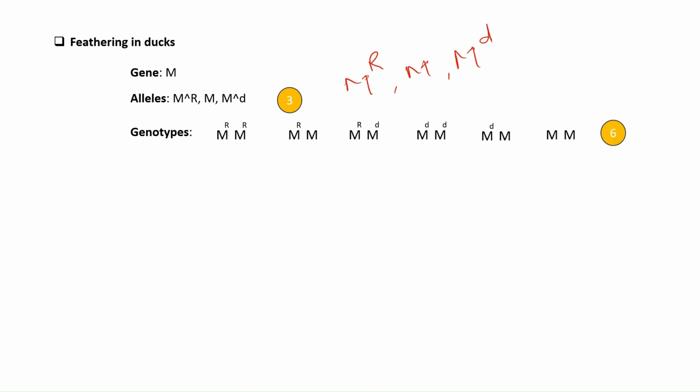Another example is feathering in ducks. Here, the gene responsible for the feathering in duck is gene M. The alleles are MR, M, and MD. So these 3 types of alleles are present in a population. How many genotypes can we form? Again, 6 genotypes: MR with MR, MR with M, MR with MD. Similarly, M with M, M with MD, and then MD and MD. So these are the 6 genotypes we can form.